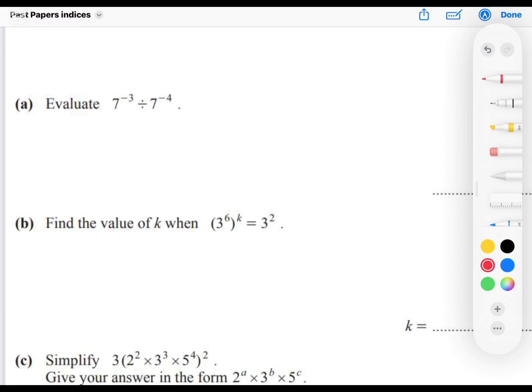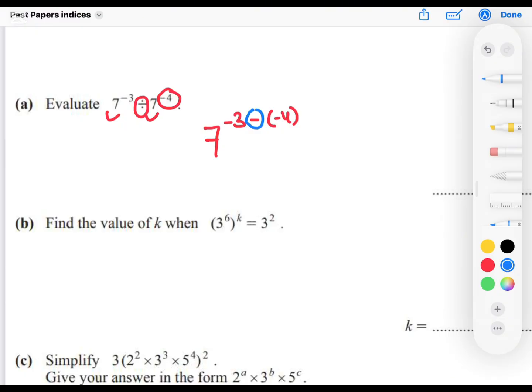What is the rule of indices? When the same base values are divided, their powers will be subtracted. So 7 raised to the power negative 3, minus, and the next value we have again negative 4, so I will write negative 4. This is the rule of indices: when same base numbers are divided, the powers will be subtracted.